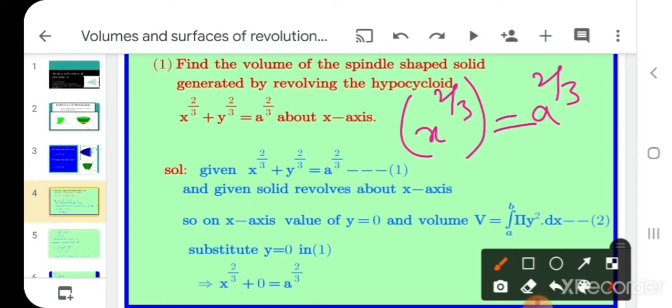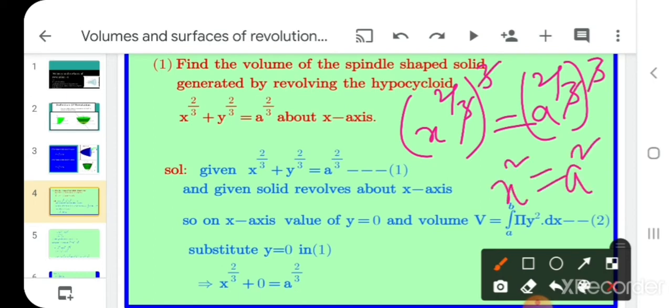Now I raise the power of 3 on both sides. That implies (x power 2 by 3) whole cube equals (a power 2 by 3) whole cube. Then what happened? The 3s are cancelled. The remaining term is x square equals a square. That implies x equals plus or minus a. Therefore, the values of limits are minus a and plus a.